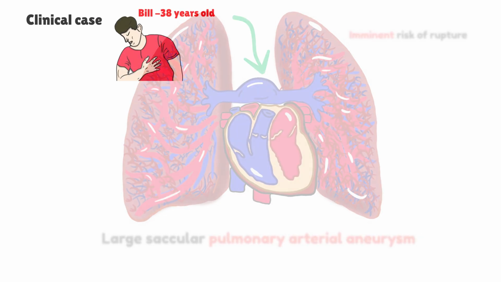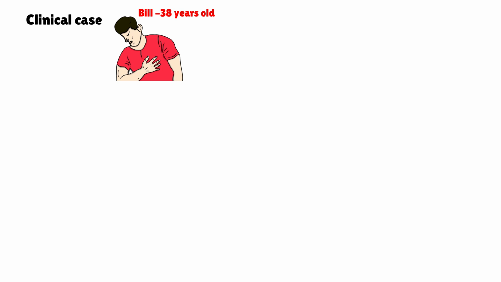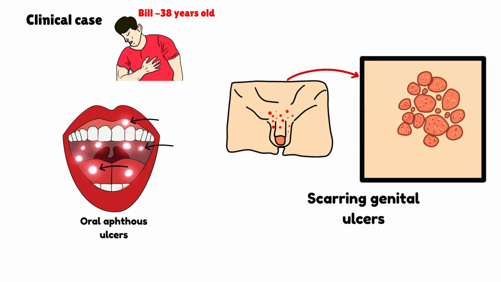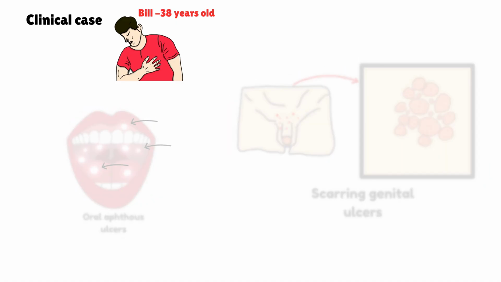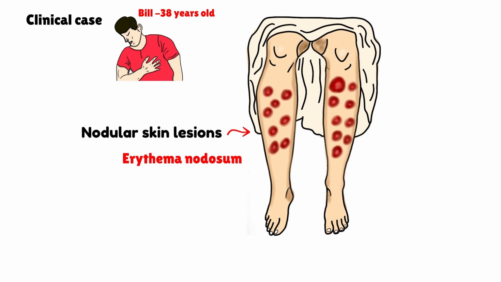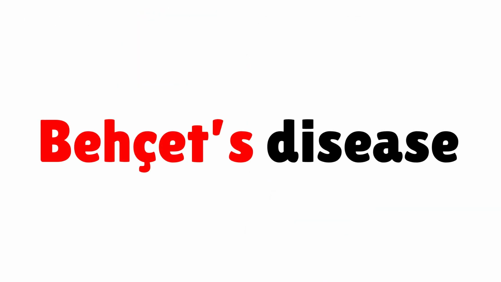On further history, the patient reports a long-standing pattern of recurrent, painful oral aphthous ulcers, typically lasting over a week, as well as episodic scarring genital ulcers that he had never disclosed because he assumed they were unrelated. Retrospective questioning also reveals prior episodes of tender nodular skin lesions on the lower legs, suspicious for erythema nodosum. These symptoms combined point to a specific, unifying diagnosis: Behcet's disease.